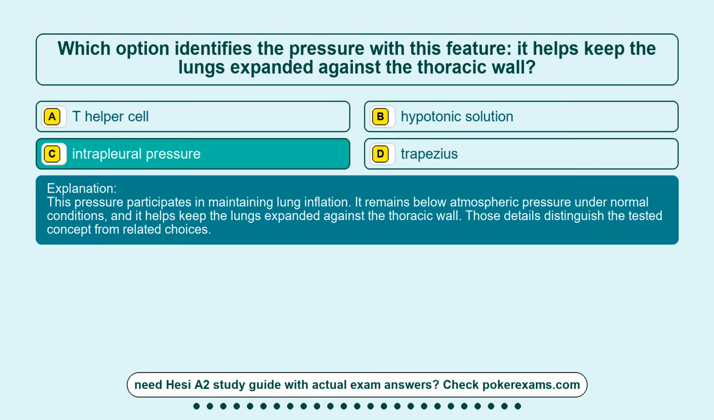This pressure participates in maintaining lung inflation. It remains below atmospheric pressure under normal conditions, and it helps keep the lungs expanded against the thoracic wall. Those details distinguish the tested concept from related choices.